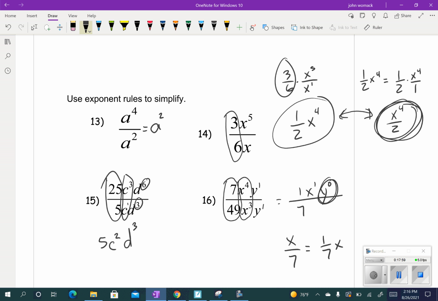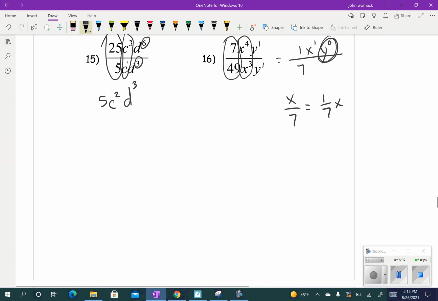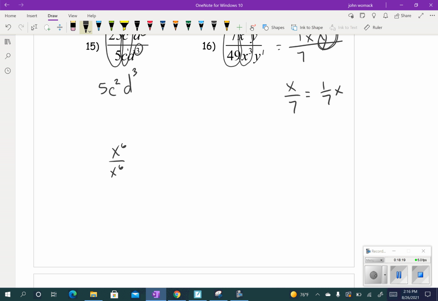So those can get a little bit tricky, but if you just take it a piece at a time, they're not bad. The last thing I want to talk about, as far as rules go, is what happens if you have negative or 0 exponents. So I want you to think for a second. If I have x to the 6th over x to the 6th, that is just equal to 1. I'm dividing something by itself.